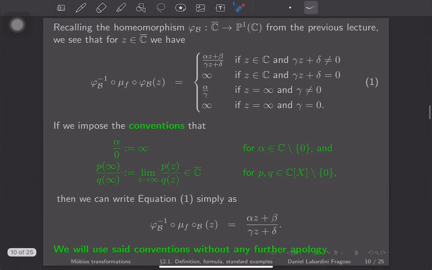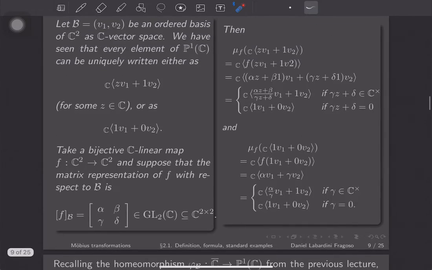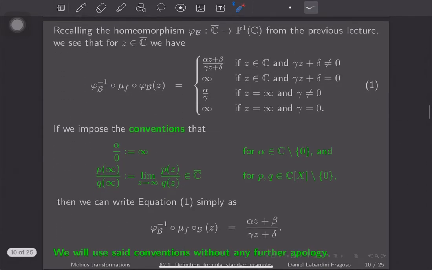Right. So what I see, from the last lecture, is that with respect to this basis, to each point in C bar corresponds some one-dimensional vector subspace that can be written in this way or this way. And so now I move on to compute on C bar, and on C bar what I obtain is this formula.